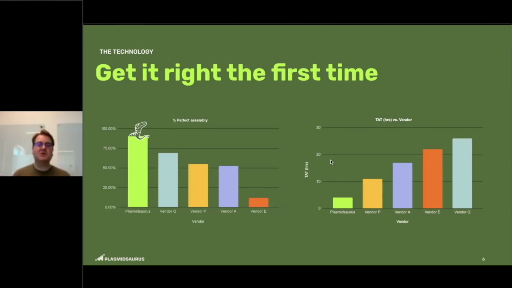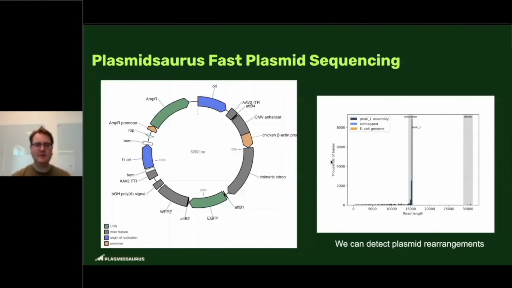But we could do this with a turnaround time of 4 to 6 hours upon receipt of these plasmids, whereas the other sequencing providers took hours, even the better part of a day, to return these results. So not only can we sequence plasmids more accurately and more quickly, but we can return these results faster than other services.